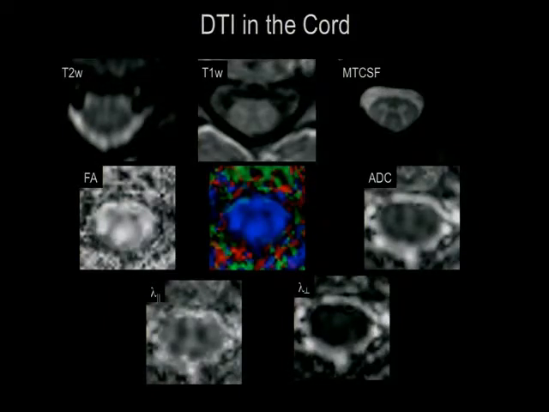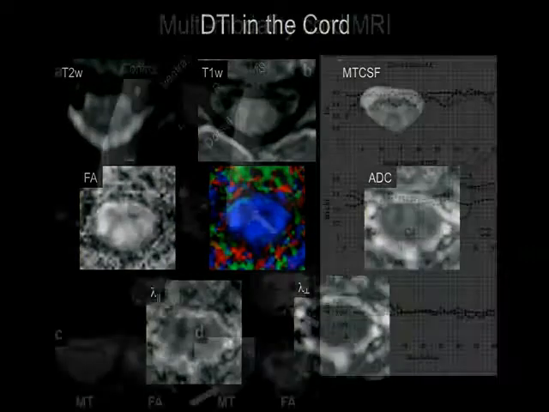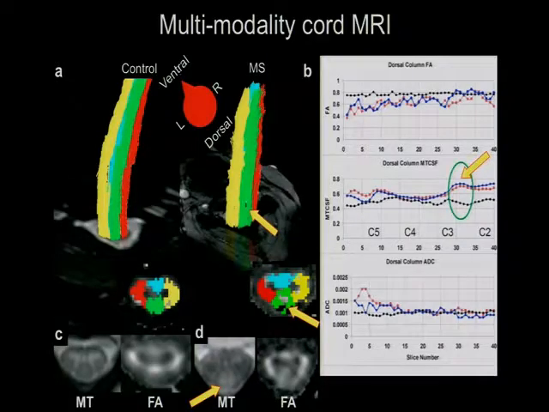Now, diffusion tensor imaging. There's a lot of hubbub about diffusion tensor imaging in the spinal cord, and I'll just show you a few examples of what we're doing in the MS population here, where obviously on the left middle, you see the fractional anisotropy. You can see the bright white matter and the dark gray matter. This is a fairly old slide, but I think it kind of shows you the contrast that we can get. And multimodality is really where we want to go.